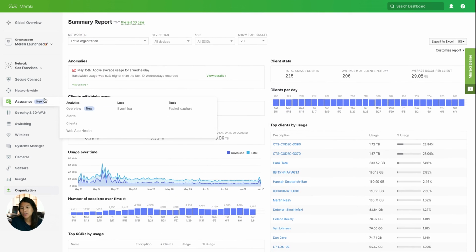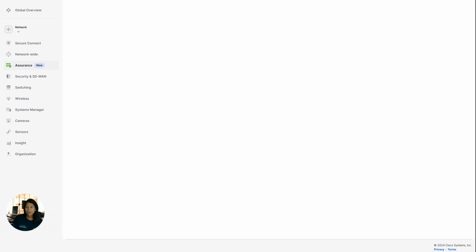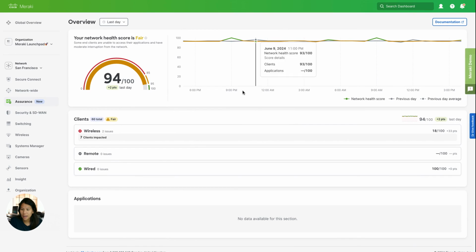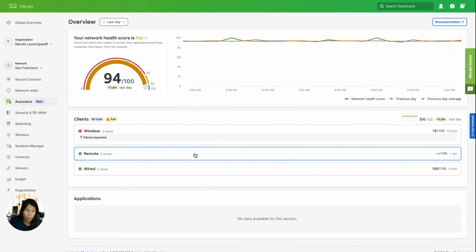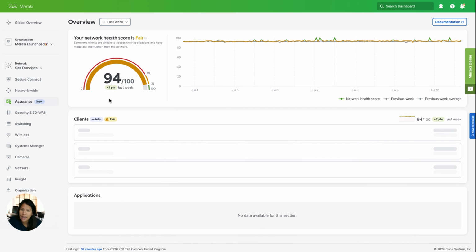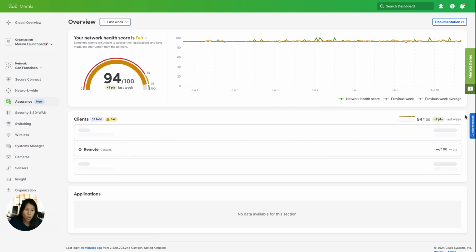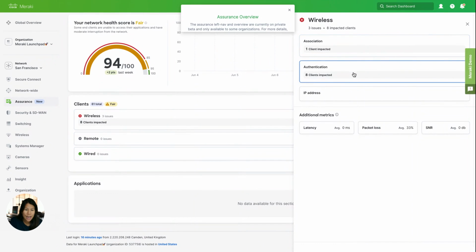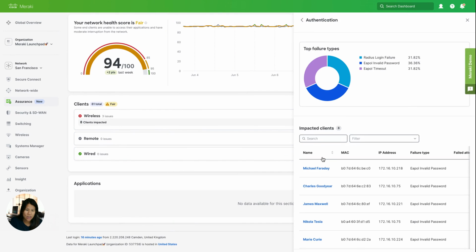Okay, now let's drill down device by device. So right now we have a new feature called Assurance, in which we can collapse or summarize how our network is performing in terms of wireless as well as remote, meaning the people who connect via client VPN, for example. So our network is performing pretty okay over the past day. And if I were to change it to the last week, it seems that in general we are performing quite okay. So I see that I have some maybe wireless issues, and they're mostly due to authentication issues.